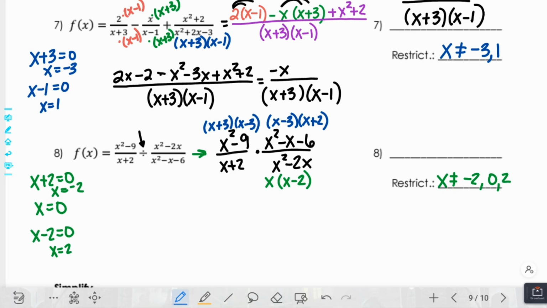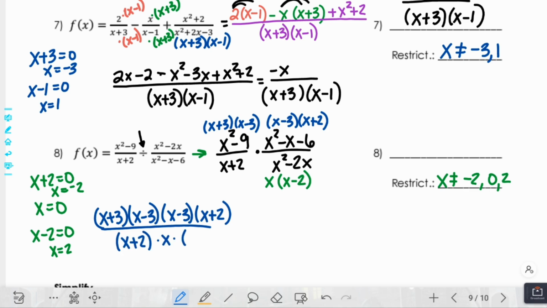Okay, so now that we've got this done, I'm going to rewrite it because I've got space. I've got x plus 3, x minus 3. I've got another x minus 3, and I've got an x plus 2. In my denominator, I've got an x plus 2, I've got an x, and then I've got an x minus 2. Now that you've multiplied everything, cross out what you have in common. The only thing I see in common is x plus 2 and x plus 2.